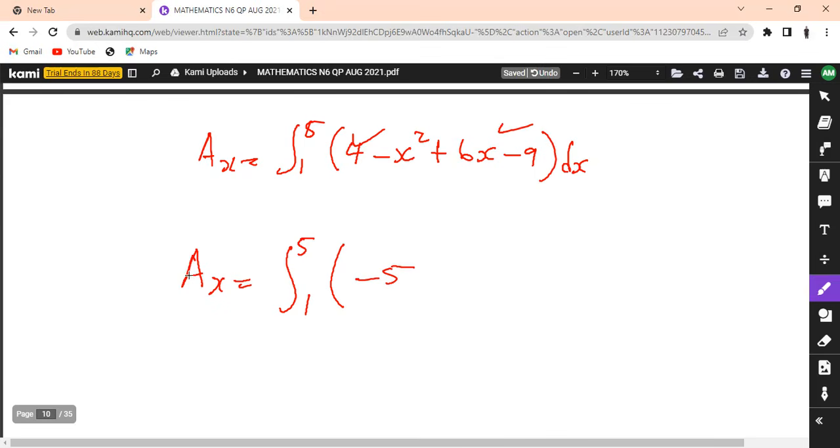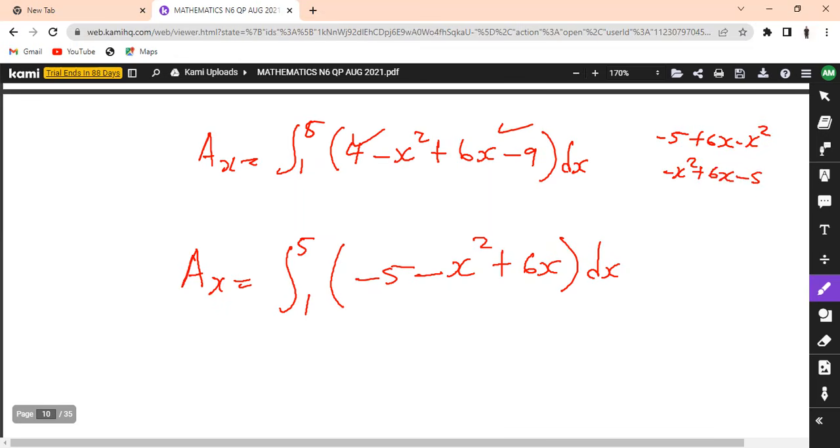So it just depends on the way that you're going to write it. Okay, so you can just leave it like that, or you can write it the way that you want. So here I could have just written this as minus 5 plus 6x minus x squared, which is one and the same thing, or minus x squared plus 6x minus 5. This is what I'm trying to say, that is one and the same thing.